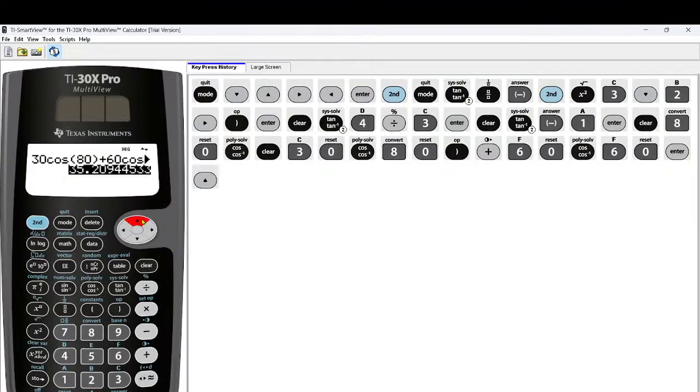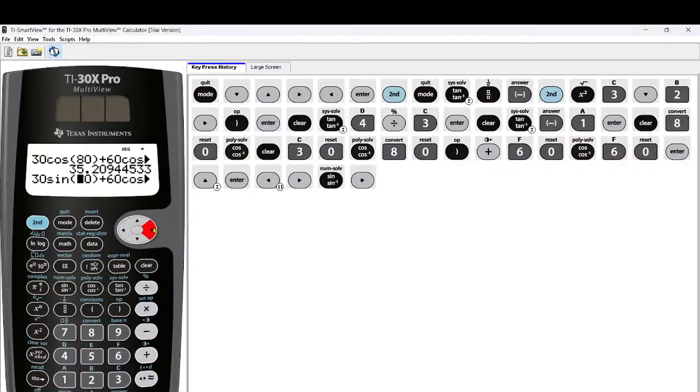And I think I can be sneaky. Change these to sine pretty quickly. It's probably not going to work. We'll find out. 81.51 rounding appropriately.